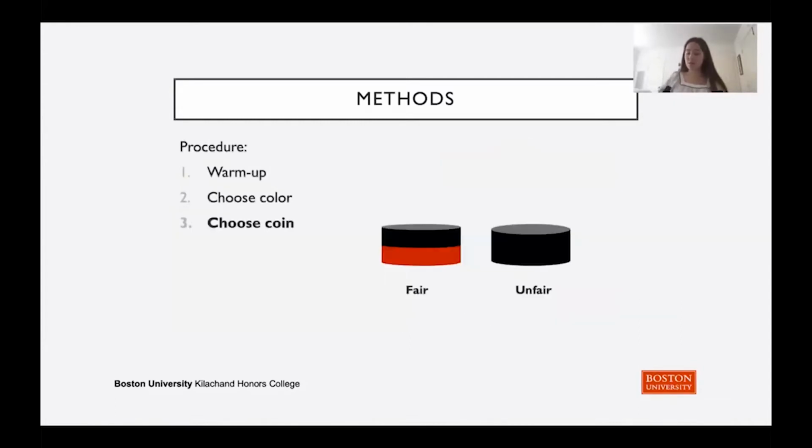So after this, we introduce them to a coin bag, which we tell them has 1 fair coin in it and 1 unfair coin. In reality, this bag is preloaded with the coins for the condition they're in. So for example, if they're in the fair coin condition, the bag will have 2 fair coins, but if they're in the unfair condition, the bag will have 2 unfair coins.